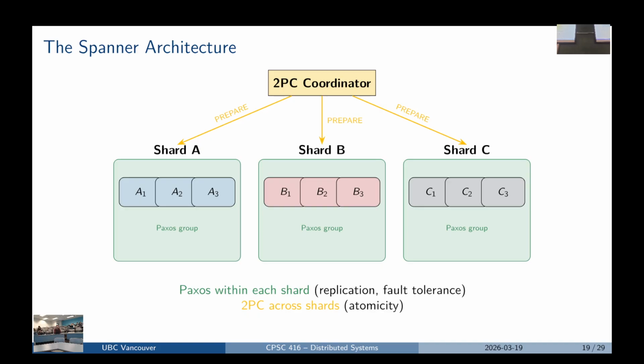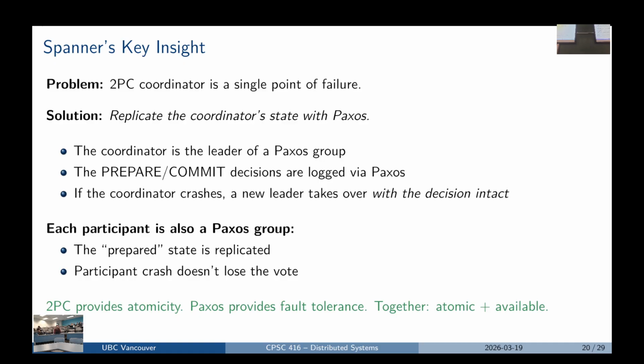Each of the shards is in fact a Paxos group. Oh, and then they used Paxos on the two-phase commit coordinator so that they have resilience there as well. And that was their solution. And it actually makes a lot of sense.